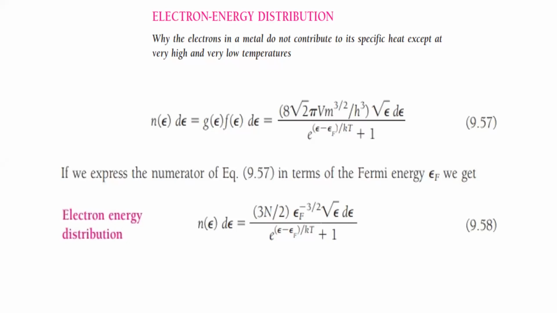Now let us substitute the Fermi energy value, which we just calculated earlier, in equation number 57. Obviously you have to do it once by your own hands, otherwise you'll never get the feel of it. So electron energy distribution is now expressed in terms of Fermi energy, including the Fermi Dirac distribution function F(E). So G(E) and F(E) multiplied, substitute E_F, and you get N(E)dE, the electron energy distribution, which is what we have got after all this discussion.